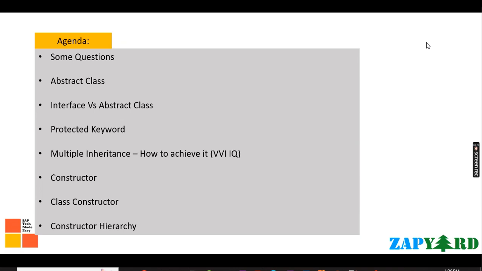We have already understood public and private. We will see how we can achieve multiple inheritance with the help of interface. This is one of the very important VVI interview questions.